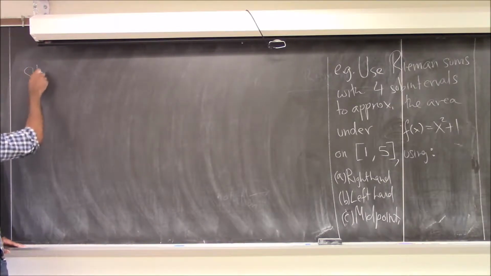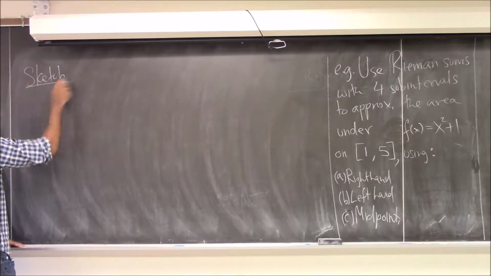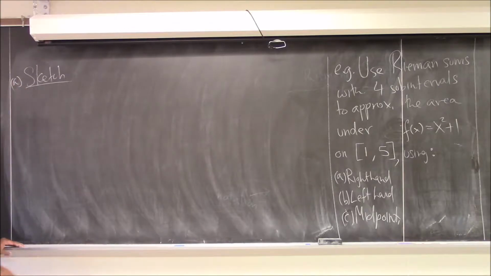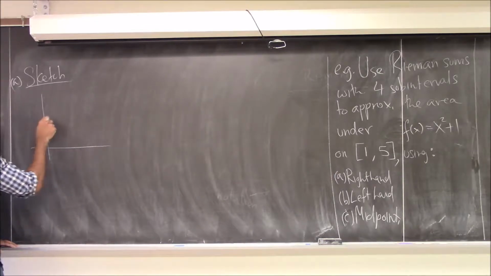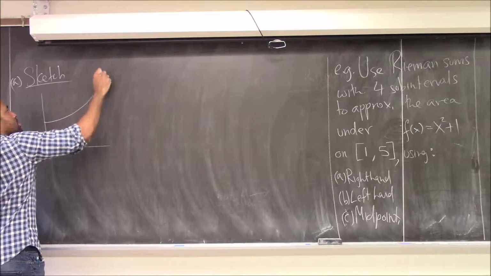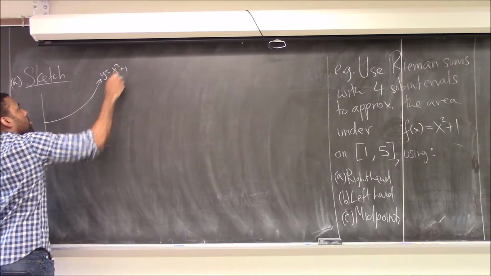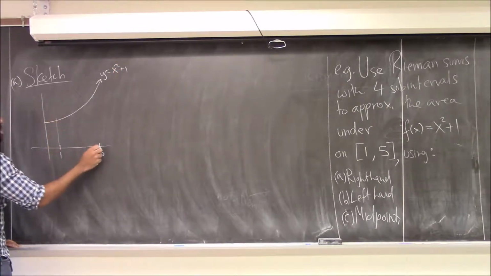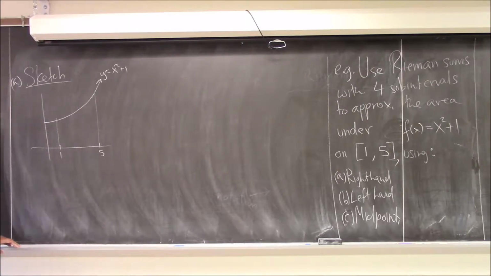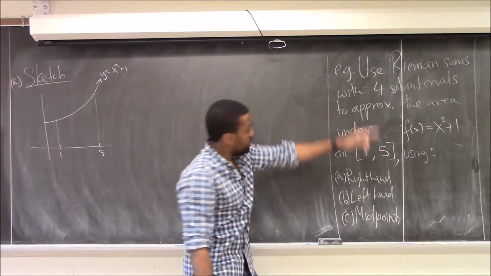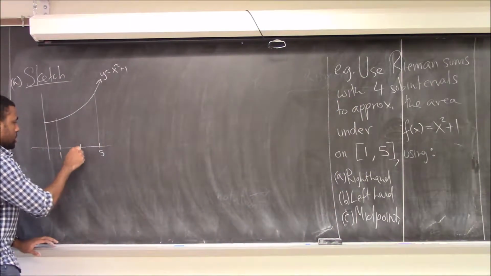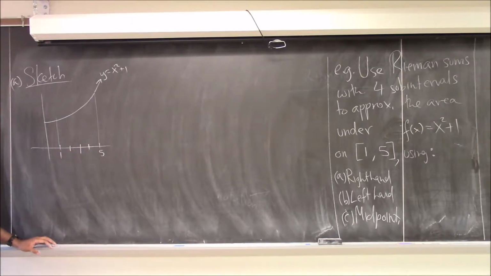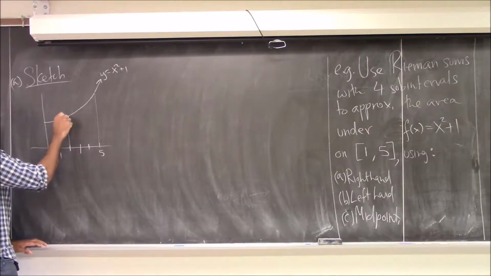Notice here, I can do a sketch. Let's do part A. It's not necessary if I don't specify, but I think it's helpful. The graph looks like that. This is y equals x squared plus 1, from 1 to 5. So I can see what I'm doing. It says cut it up into 4 subintervals, so I'm going to cut that into 4 pieces. And I know I want the right pieces to hit.